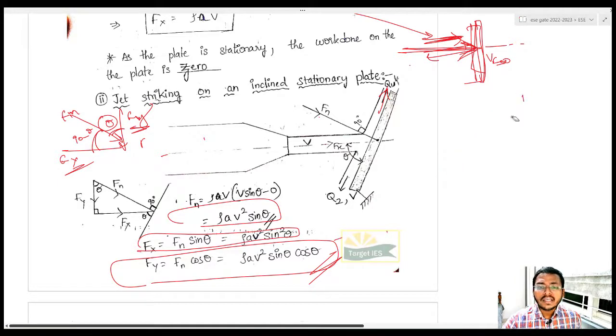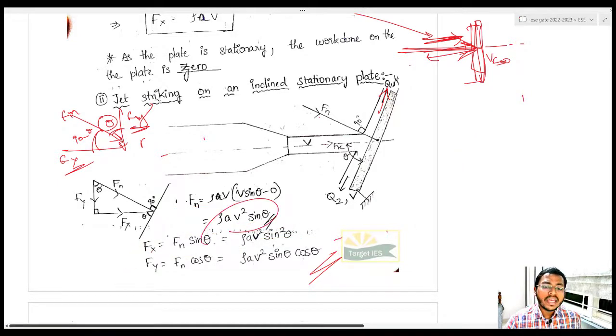It is quite simple. See, you need not use rho a v square sin theta, rho a v square cos theta anymore, because I want in terms of discharge. I am interested in finding q1 and q2 values. So what I am going to do is directly I will be using impulse momentum equation along the tangential axis in terms of q only.